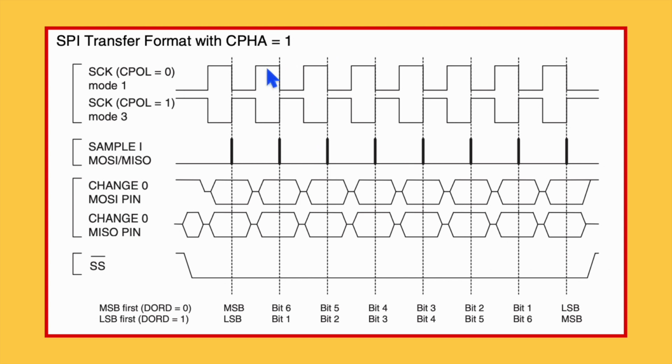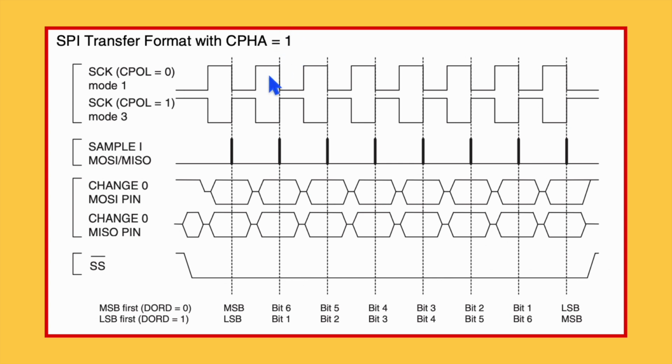So just remember, polarity is for selecting the leading edge. If polarity is 0, that means your rising edge is the leading edge. And if polarity is 1, so your falling edge will be your leading edge. And this phase decides where the sampling will happen.